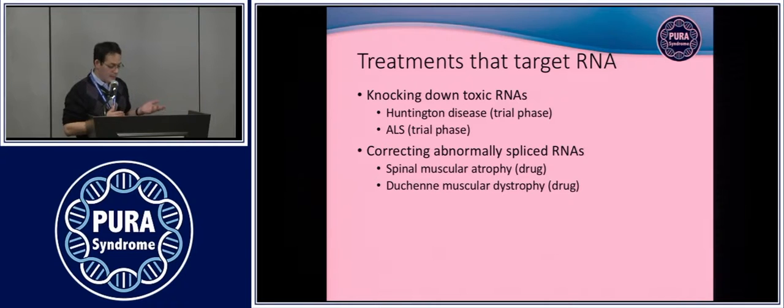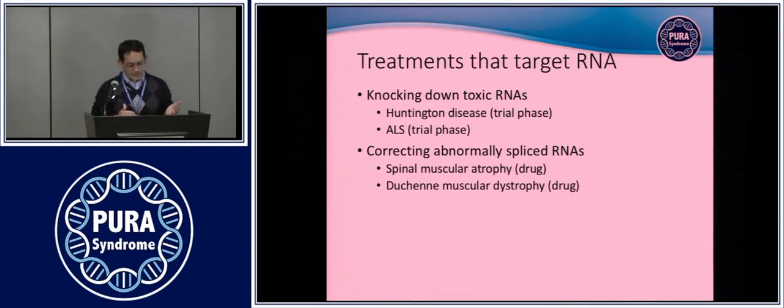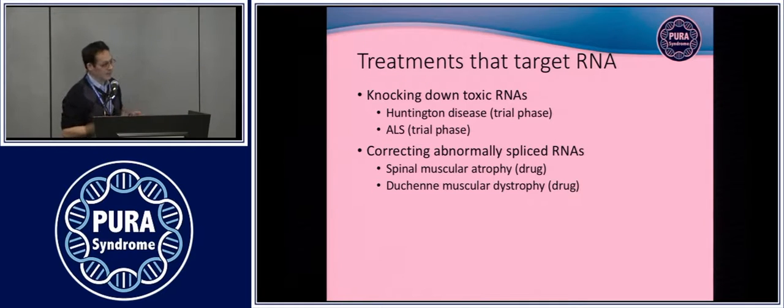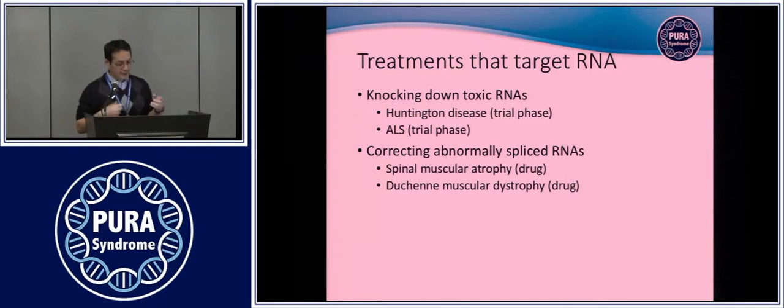And another way, which is a little bit more advanced, at least for a couple of conditions, is by correcting splicing. You may have come across spinal muscular atrophy and a drug called Spinraza, or nusinersen, and that is targeting a very specific and very well characterized splicing abnormality and correcting it. And that has had really dramatic results and really revolutionized the care of these patients.